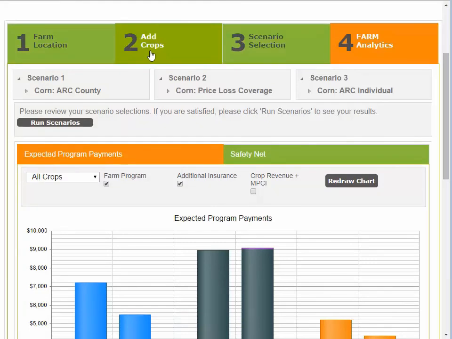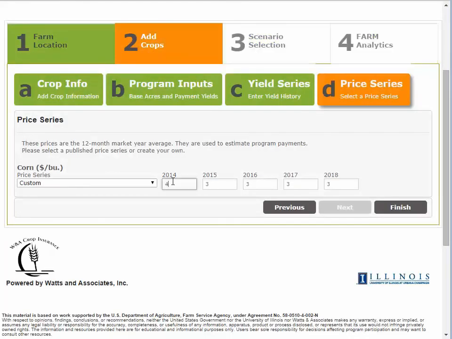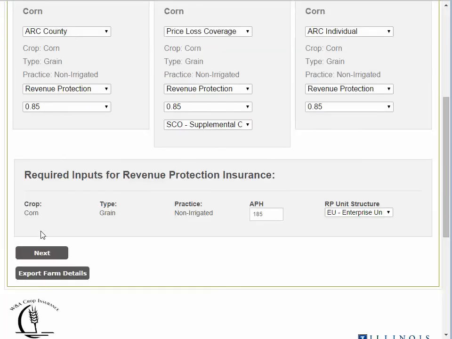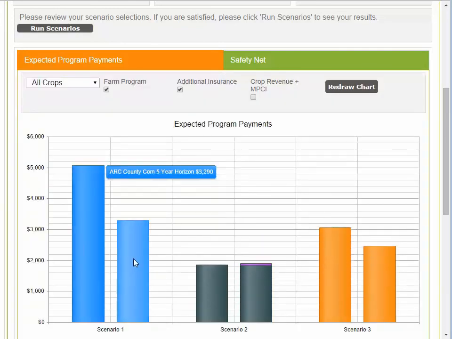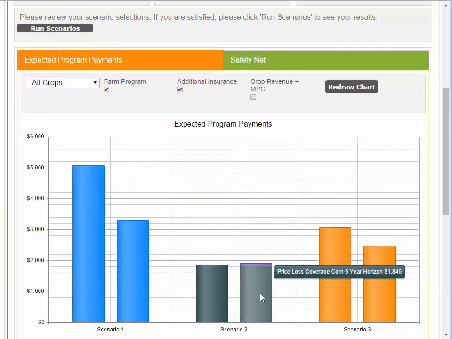We can look at various scenarios here. Let's say we go to $4, which is probably closer to most estimates of what these prices will average over the next 5 years, although right now for 2014 $4 would look really good. We would then run our scenarios, and at $4 Ark County would make higher payments. You could do this for a variety of price scenarios and look at the impacts on Ark County and PLC estimates.